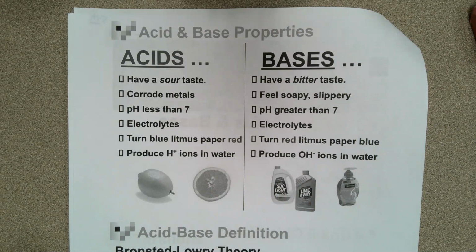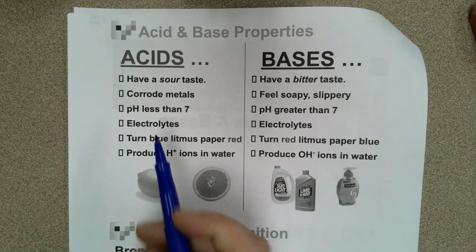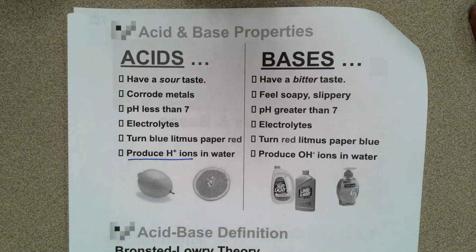Acids corrode metals. They have a pH that is less than 7. They are electrolytes. That just means that they split into their ions when they dissolve in water. They're going to turn blue litmus paper red, and they will produce hydrogen ions in water. So that is a key with acids.